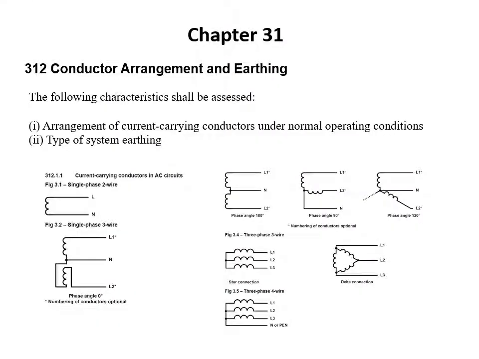We need to look at earthing arrangements. We've got one or two diagrams here and they'll be in the book on chapter 31, section 312. We've got single phase, multiple phase. You may well get a question in the exam asking you to identify one of these. It may be just a simple phase angle of 120 degrees two-phase system, or it may be a three-phase system. Have a look at these pictures in the book.